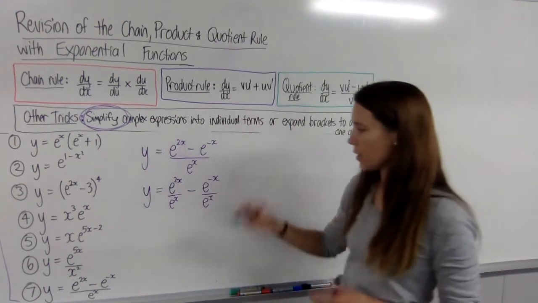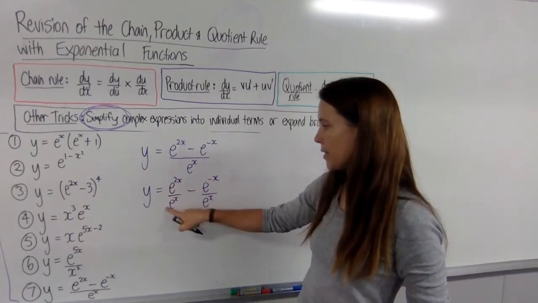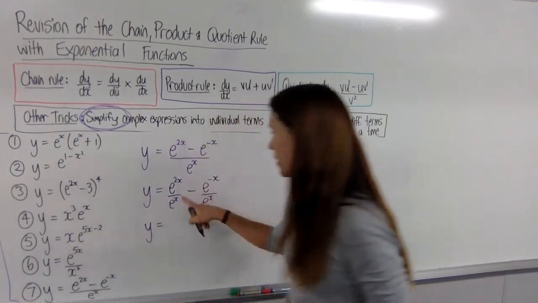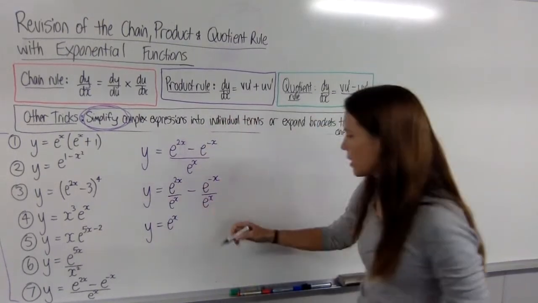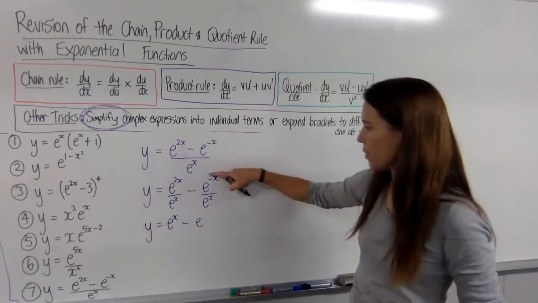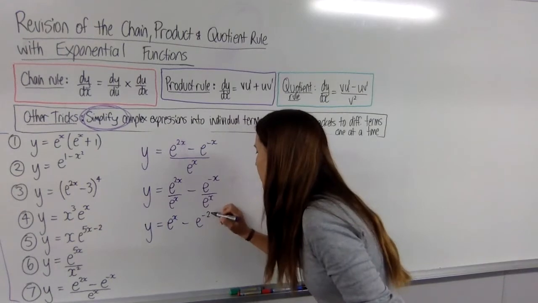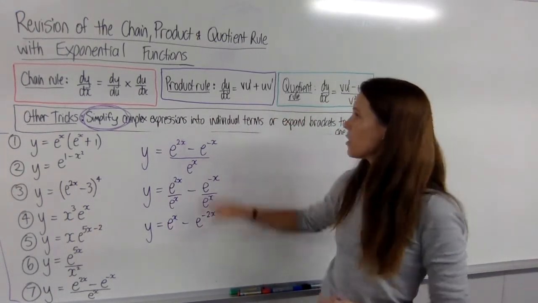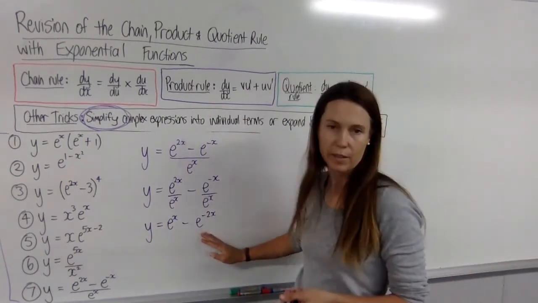Now I can simplify further here and say, well, the bases are the same, so I just need to subtract the indices. So 2x minus x is just x. And over here, I've got minus x, which is minus 2x. Now I've got two simple terms, and I don't need any of these rules. I can just differentiate each term one at a time.